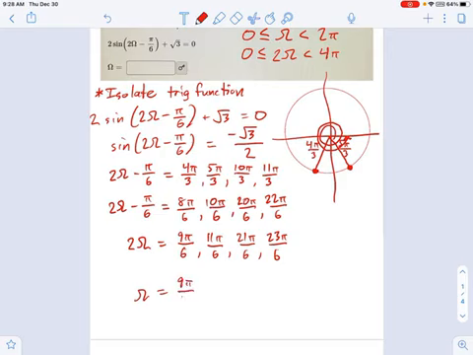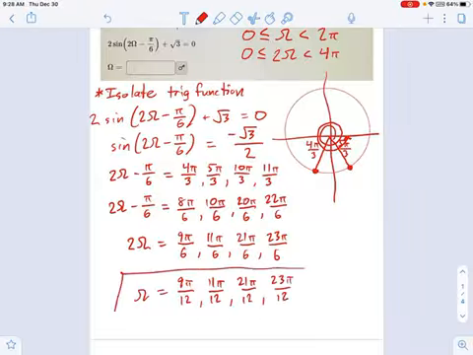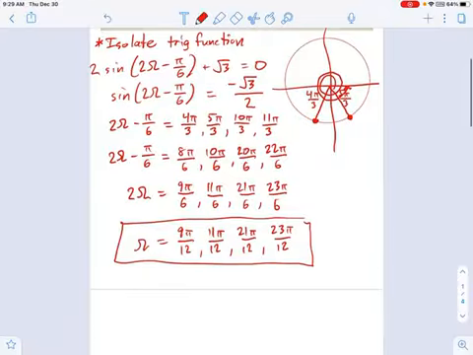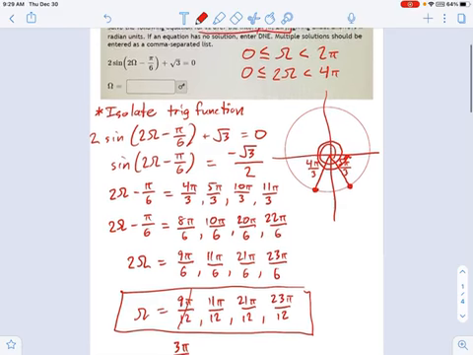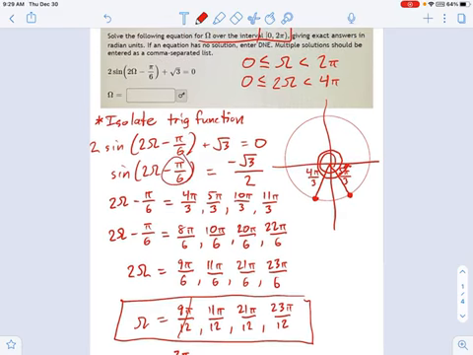It's going to be 9 pi over 12. Well, this part's easy. 11 pi over 12, 21 pi over 12, and 23 pi over 12. There's our answer. If you want to simplify some of these, that's fine, but it's not necessary. You could, for example, write 9 pi over 12 as just 3 pi over 4. Either way, it's getting marked correct. The important thing is you're going around the circle twice because it's a 2 omega equation, and you know what to do with this little pi over 6 horizontal shift in there.